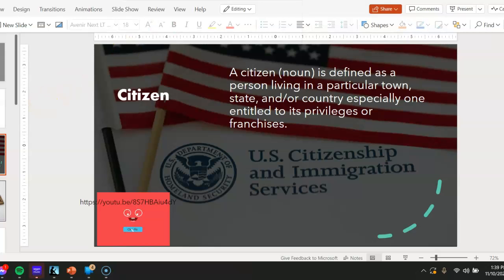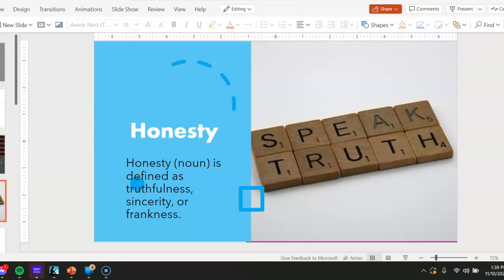All right, and then I'm going to define the different attributes that are contributing towards good citizenship. We're going to start with honesty. A noun is defined as truthfulness, sincerity, or frankness.